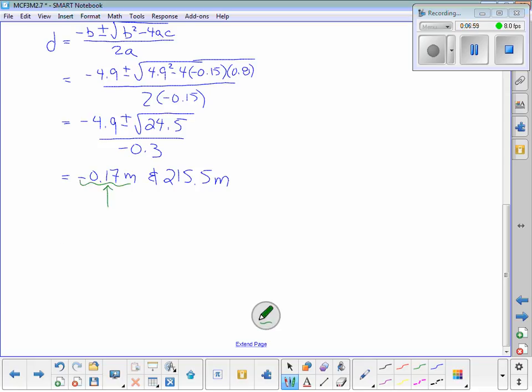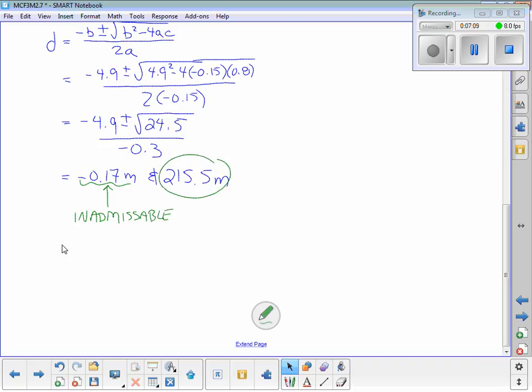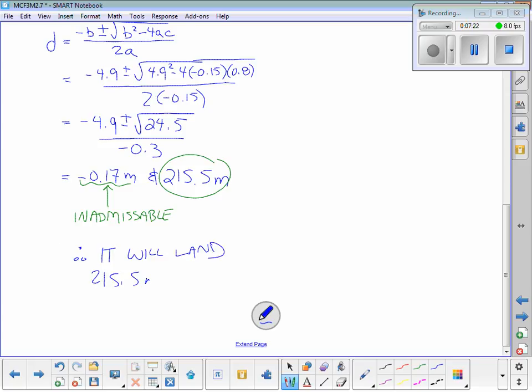All right, so similar to Unit 1, a negative distance doesn't make sense. Or you kicked the ball, I guess, but in this case, we're going to assume it's inadmissible. That's an answer we're not going to accept. It means our actual answer is 215 meters. So Zach just cranked that ball. That's a long shot. So therefore, it will land 215.5 meters away.